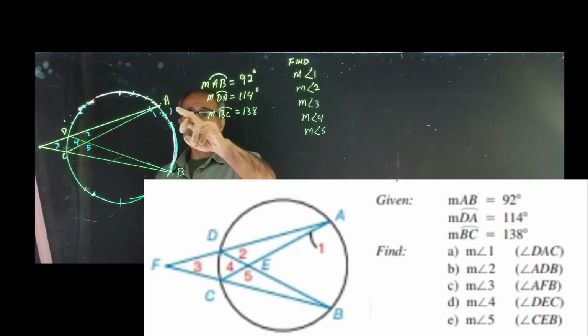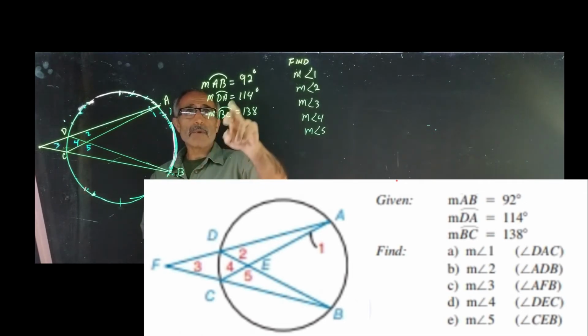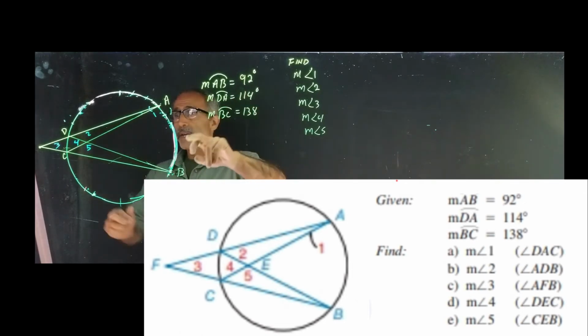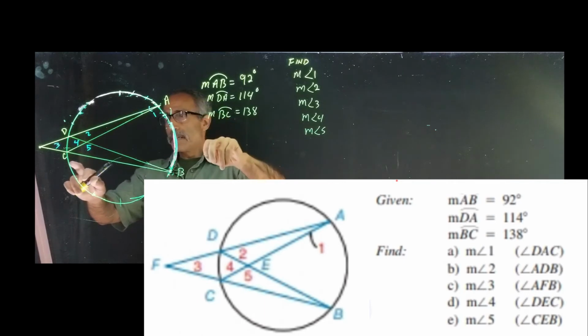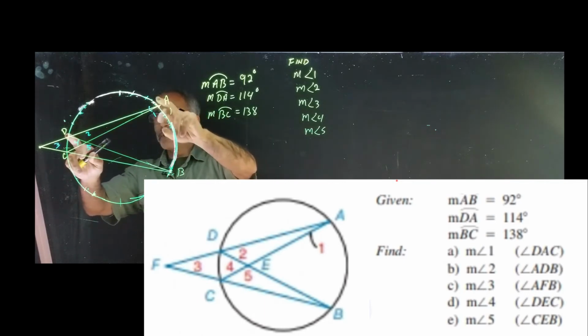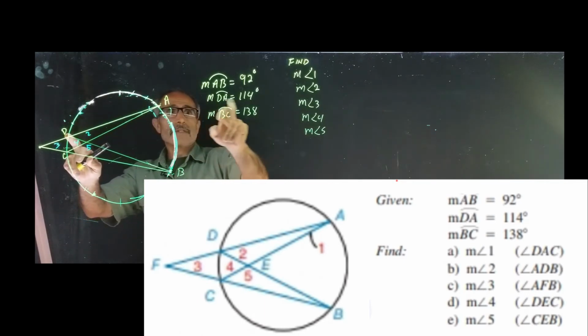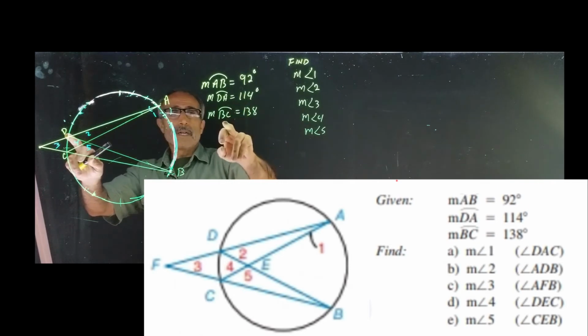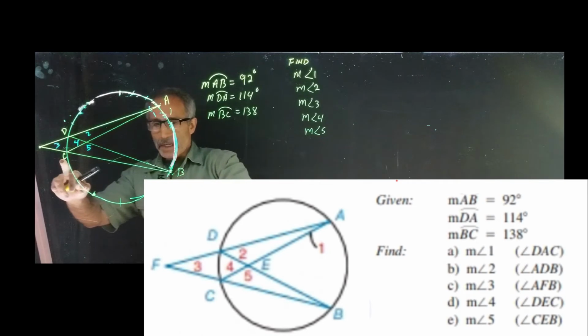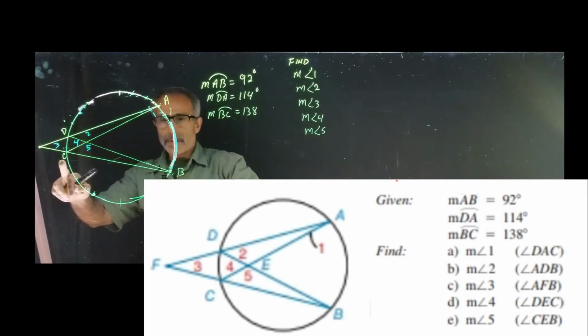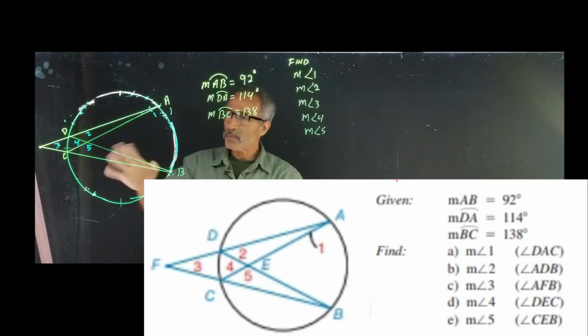The only thing given to us is the arc of AB, which is 92 degrees, and arc of DA, from here to here, which is 114, and arc BC, from B to C, which is 138. What does it mean when we have these arcs?